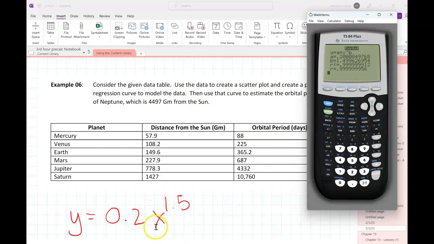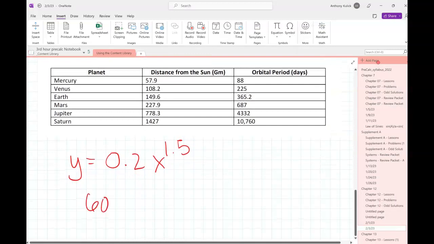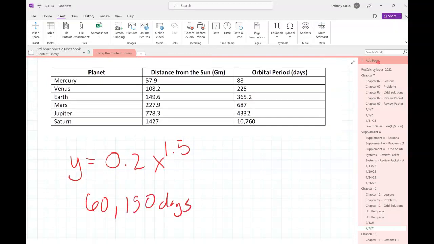It's the same idea as just typing 4497 in the place for x. So I'll press vars, yvars, function, y1, and I'll do the parenthesis, just like I would a function notation where if I did f of 4497, it would mean plug 4497 into x. That's what this is telling my calculator to do with the equation in y1. So the orbital period there would be about 60,150 days. That's basically how long a year is on Neptune. It's a pretty big orbit.